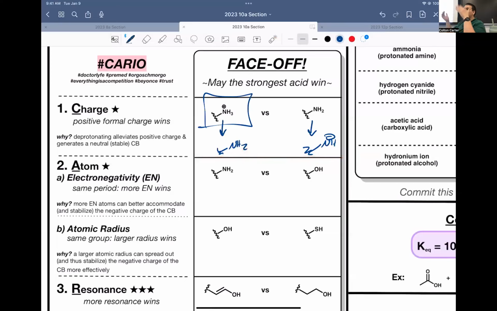And so that is charge. The more positive formal charge is the more acidic. And the process that we did is kind of explaining it with the conjugate bases. But if you just see positive formal charge, you can circle that.